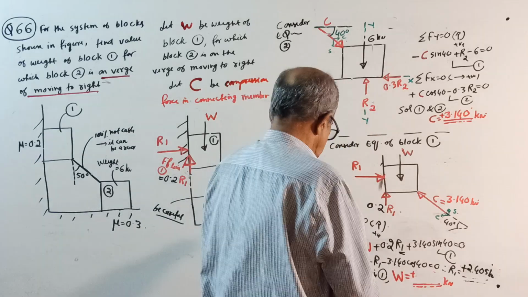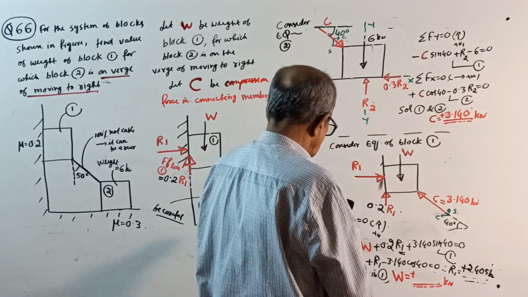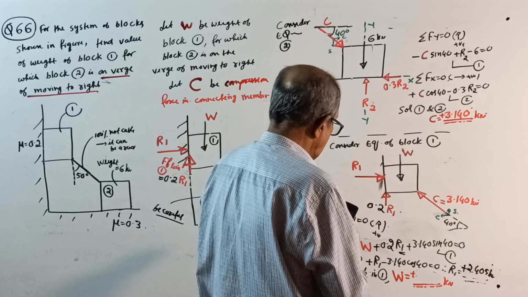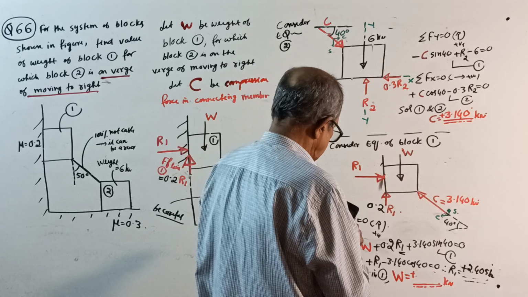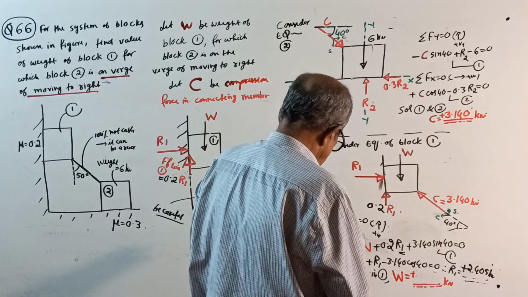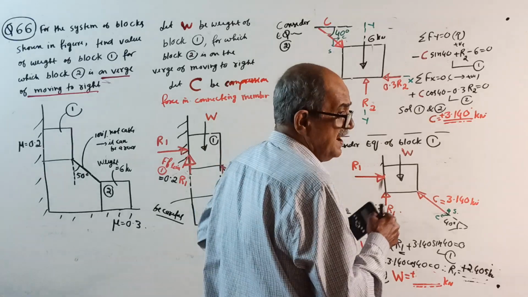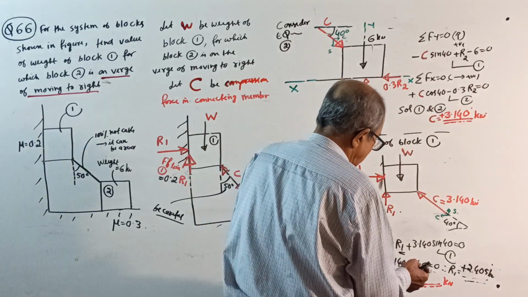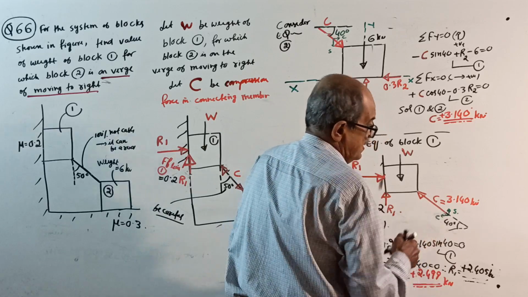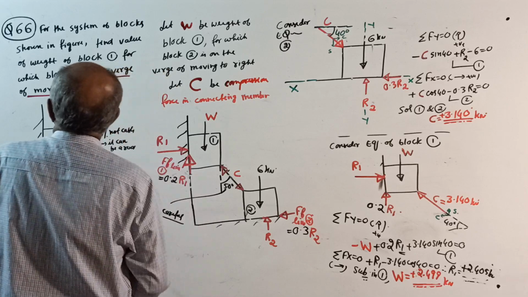So 0.2 into 2.405 plus 3.140 into sine 40. Correct, 40. W will come 2.499 kilonewton. If wrong, correct it. 2.499 kilonewton. Okay, now question number 67.